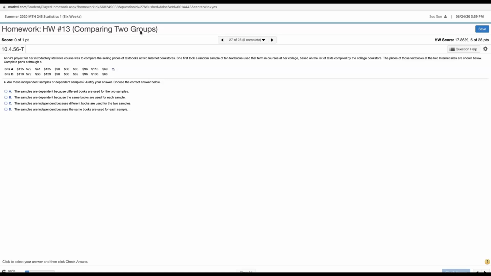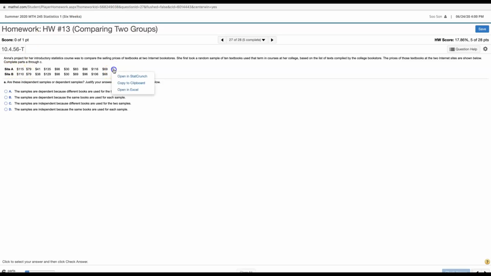Okay, Anna's project for her introductory statistics course was to compare the selling prices of textbooks at 2 internet bookstores. She first took a random sample of 10 textbooks used in courses at her college, based on the list of texts compiled by the college bookstore. On the list, the prices of those textbooks at the 2 internet sites are shown below. Complete A through C.